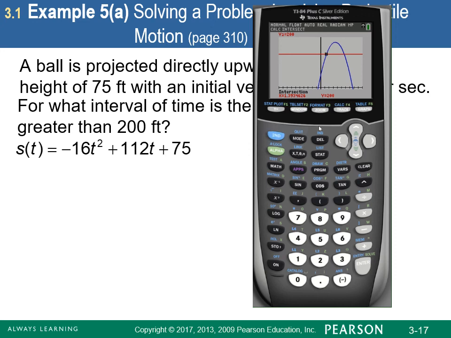We're going to go second, calc, number 5. Continue moving our cursor until it's close to where they cross on the other side of the hump, and press enter 3 times. And there is the other point where it falls down below 200 feet. So between 1.39 seconds and 5.61 seconds, it's above 200 feet.